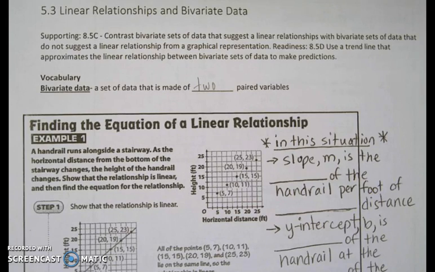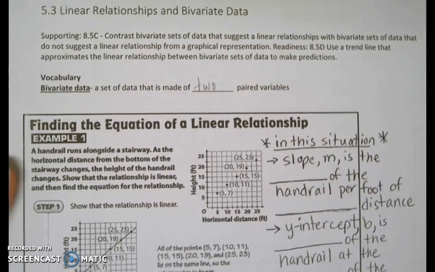A handrail runs alongside a stairway. As the horizontal distance from the bottom of the stairway changes, the height of the handrail changes. Show that the relationship is linear, and then find the equation for the relationship.